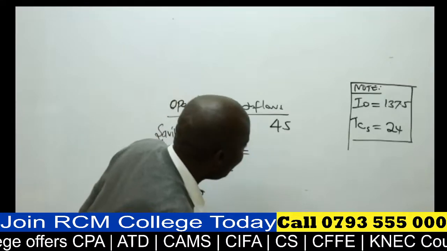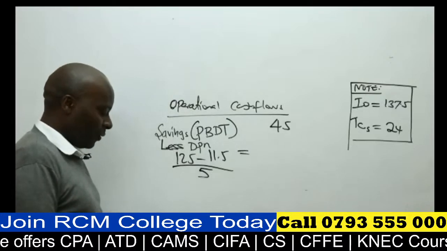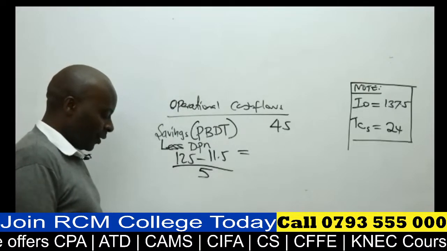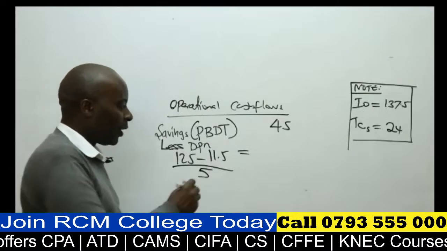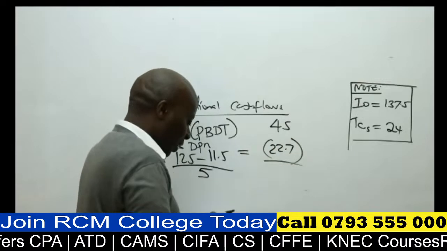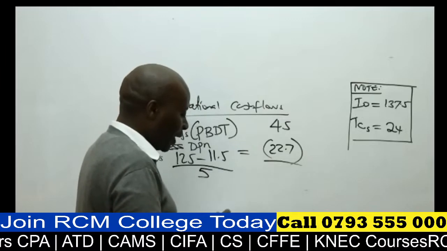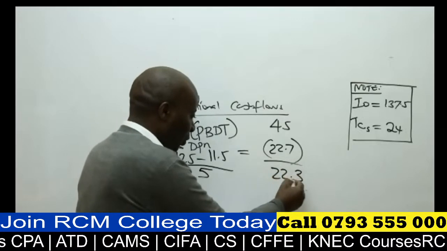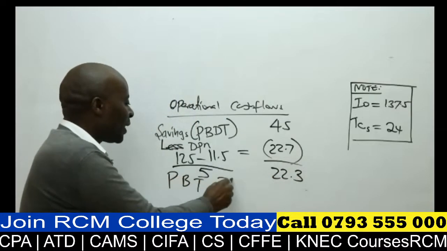So, ladies and gentlemen, if that is the case, what do we have here? We have 125 minus 11.5, divide this by 5, which will end up giving me 22.7, like that. So we have 45 minus 22.7 which will end up giving me 22.3. So what name do I give to this? This is my profit here before taxation.